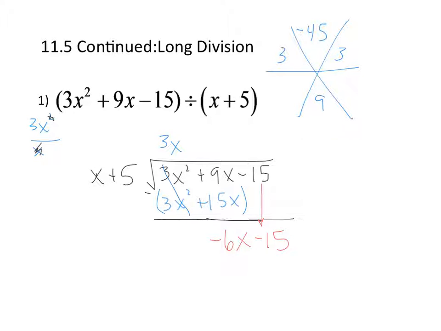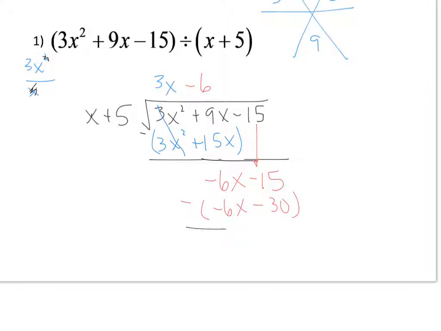Now I start the process again, and I say, how many times does x go into negative 6x? Well, x goes in there negative 6 times, and then I'm going to subtract this again and put this in parentheses. x times negative 6 is negative 6x, and 5 times negative 6 is negative 30. And now I need to subtract. So negative 6x minus negative 6x goes to 0, which we want to happen. Negative 15 minus negative 30 is positive 15.